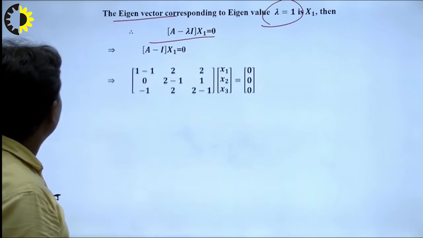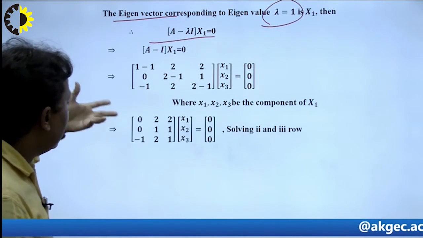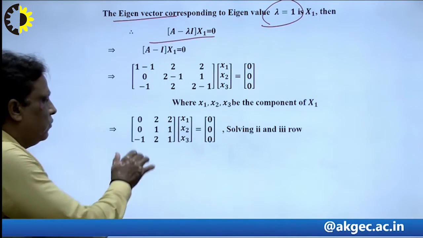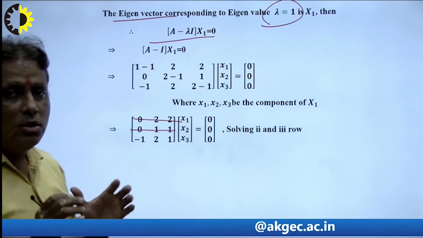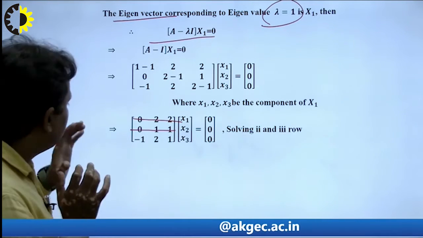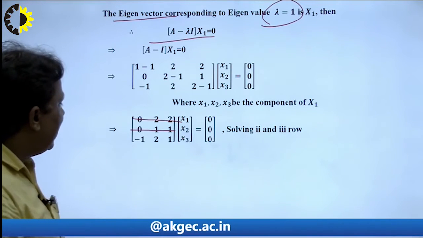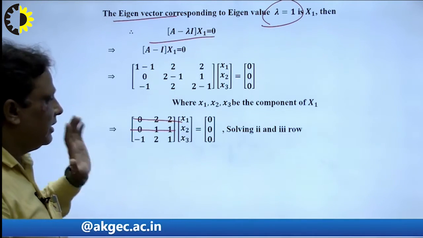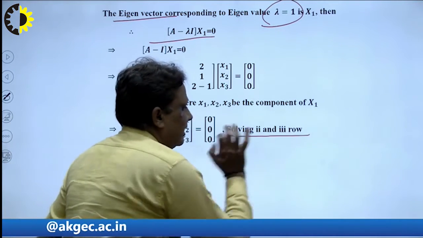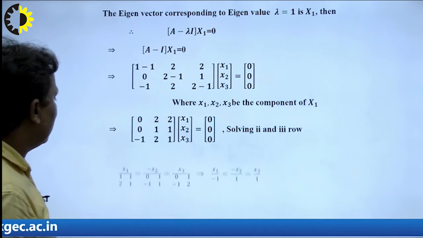We put the value of lambda is equal to 1 in this equation and check that there are 3 rows. The first 2 rows are the same, which means the solution does not come from the first and second rows; the solution will exist from the first and third or the second and third here. So we solve the second and third rows here. How to solve the second and third rows? I explain here one by one.